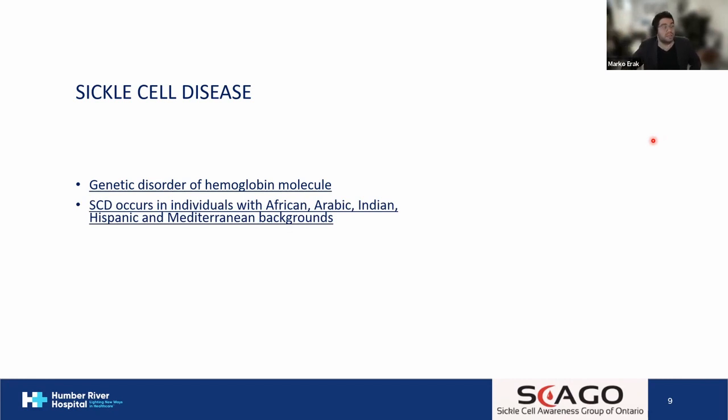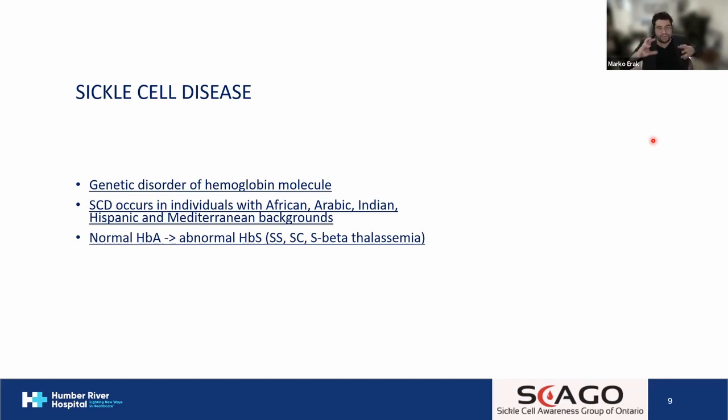Sickle cell disease, it's inherited. It's a recessive trait, predominantly in individuals of African descent, but the genes are found in Arabic, Indian, Hispanic, and Mediterranean backgrounds as well. Essentially what happens is your normal hemoglobin molecule, which looks all nice and folded the way it's supposed to be, becomes abnormal. It becomes a hemoglobin S molecule.